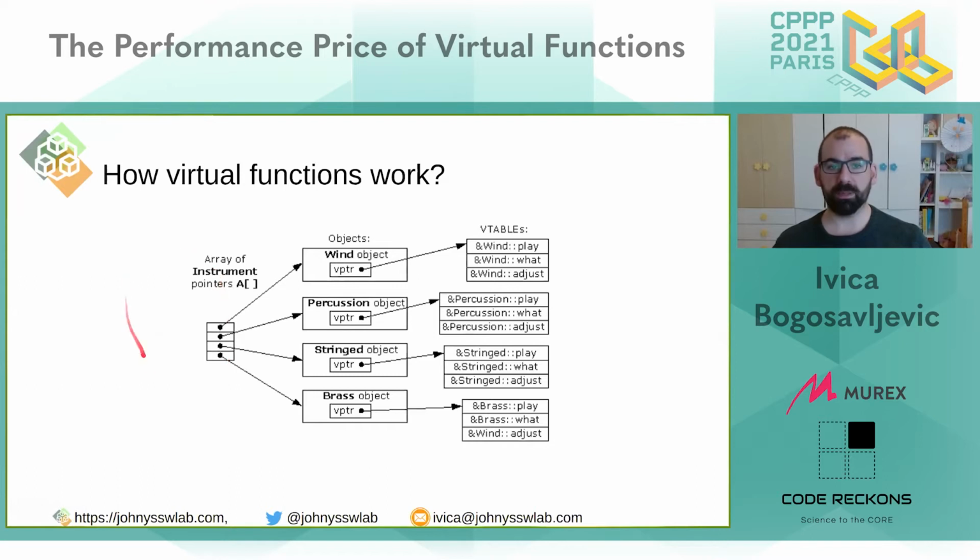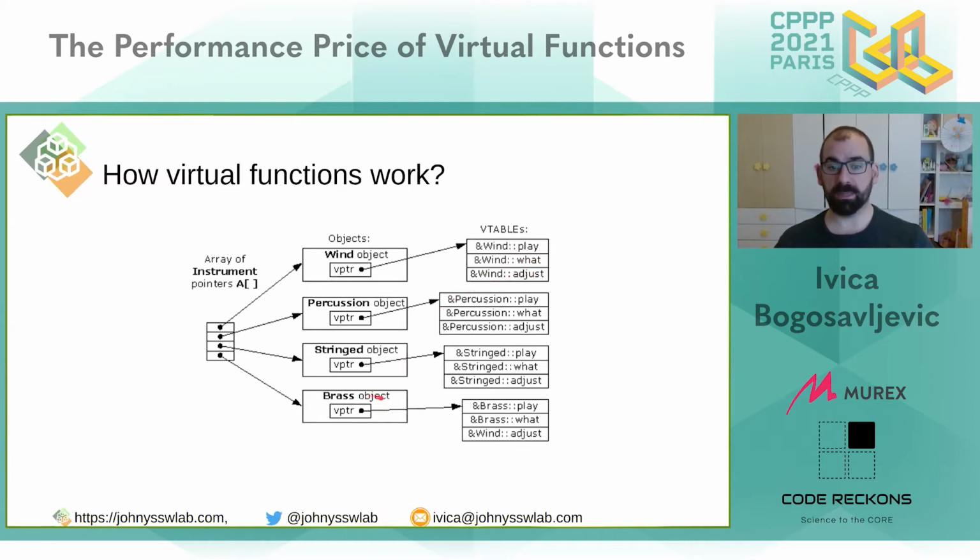So here is an example. We have an array of instrument pointers, and there is the instrument class. There are several classes derived from the instrument class: a wind instrument, percussion, string, and brass. Now, each of these instances has a pointer to the virtual function table. So this is the table for the wind class. This is the address of play, this is the address of what, and this is the address of the adjust function.